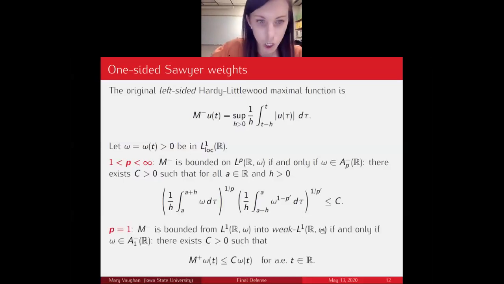In the case of p equals 1, we say omega is in A_1 minus if it satisfies this condition here, where M plus is the supremum of all right-sided averages. And Martín-Reyes and company showed that these are the weights such that M minus is bounded from weighted L^1 into weak weighted L^1.